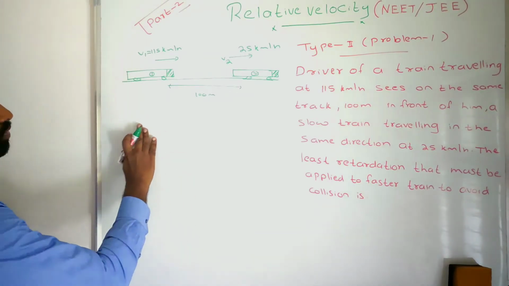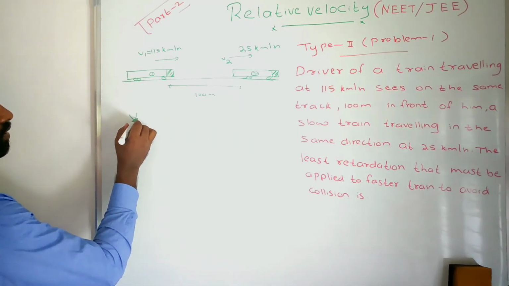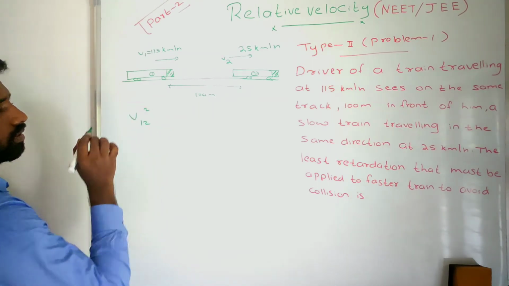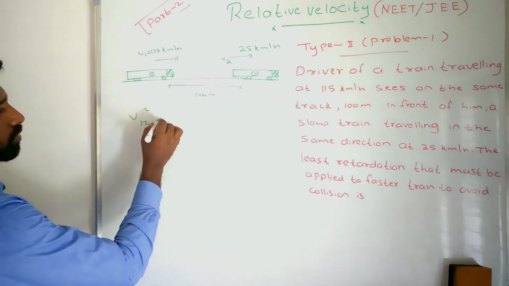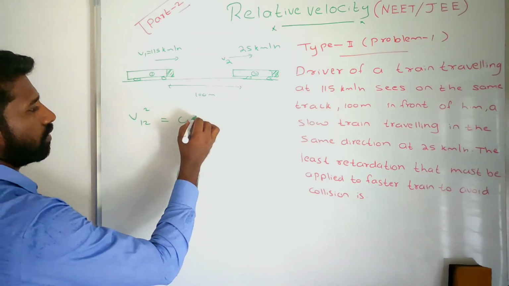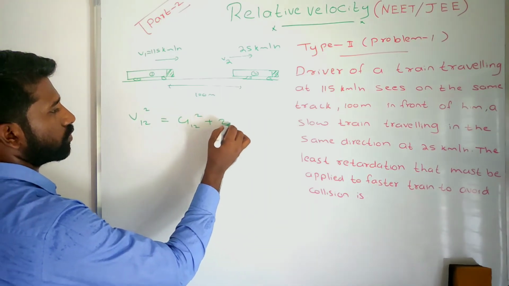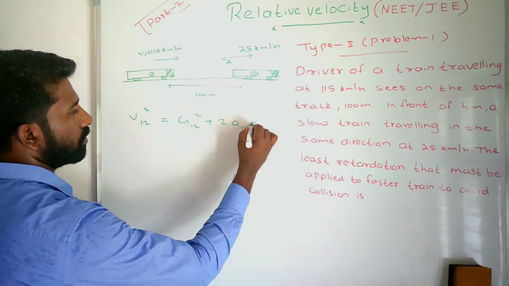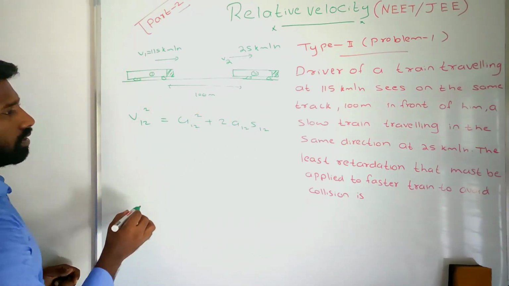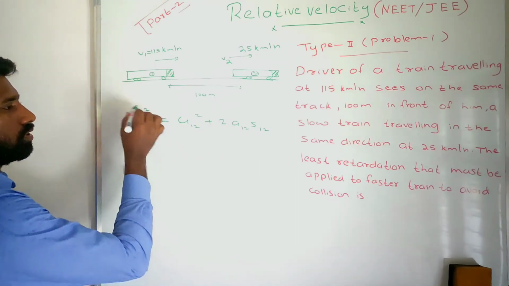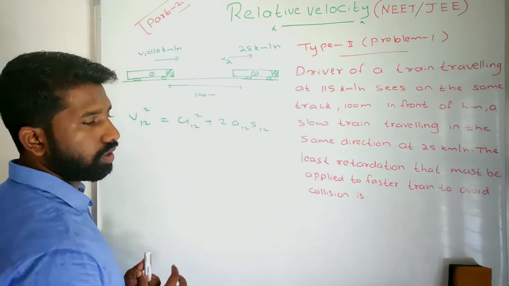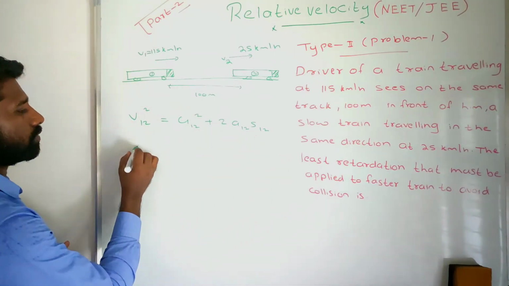Okay, so we can use this equation: the relative velocity of the first body with respect to the second body squared is equal to the initial relative velocity of the first body with respect to the second body squared plus 2 into relative acceleration and the relative displacement. Clear? If we need to find the retardation to avoid the collision, then the final relative velocity becomes 0.